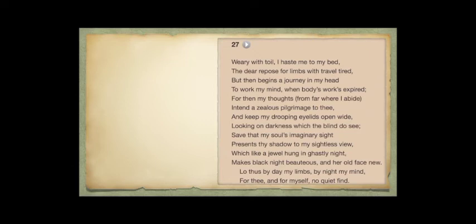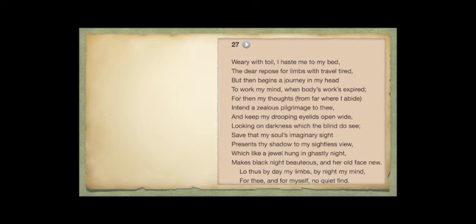For then my thoughts from far where I abide intend a zealous pilgrimage to thee, and keep my drooping eyelids open wide, looking on darkness which the blind do see.